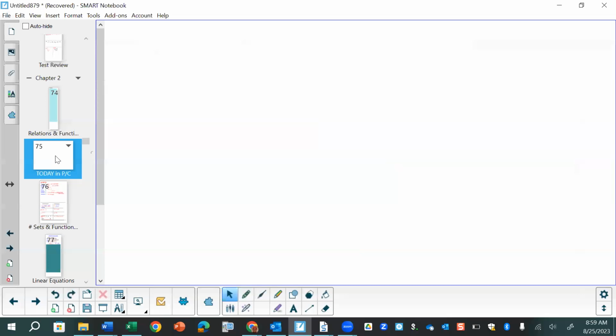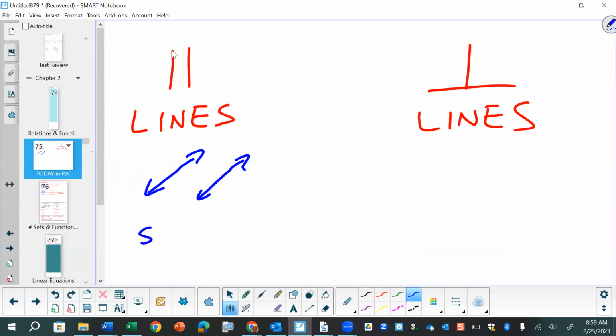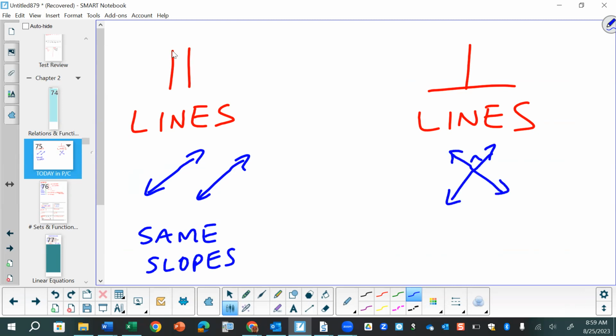Okay, what do you have to know? Parallel lines. Perpendicular lines. Remember these? What kind of slopes do parallel lines have? Same slopes. All right, but just so far as slope goes, same slopes. Perpendiculars. Okay, 2 words: opposite, reciprocal.